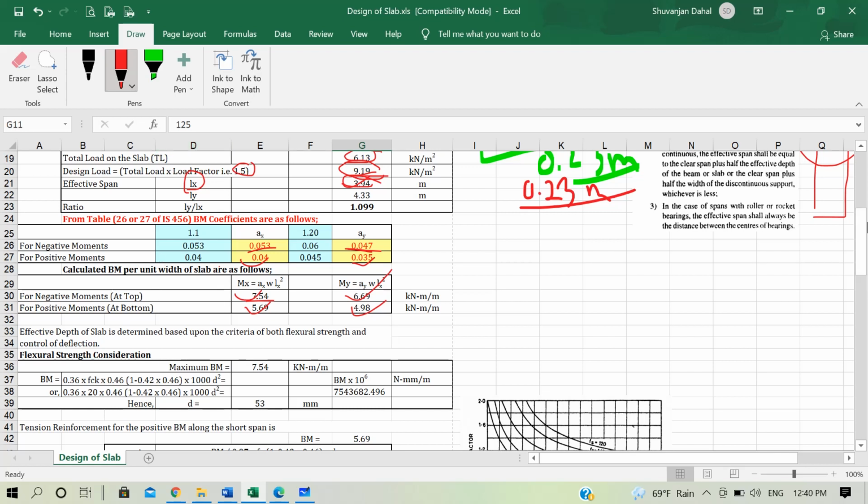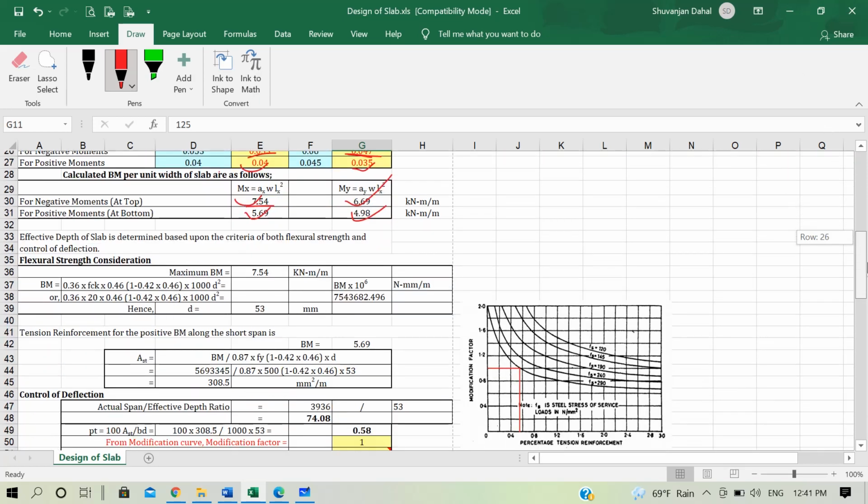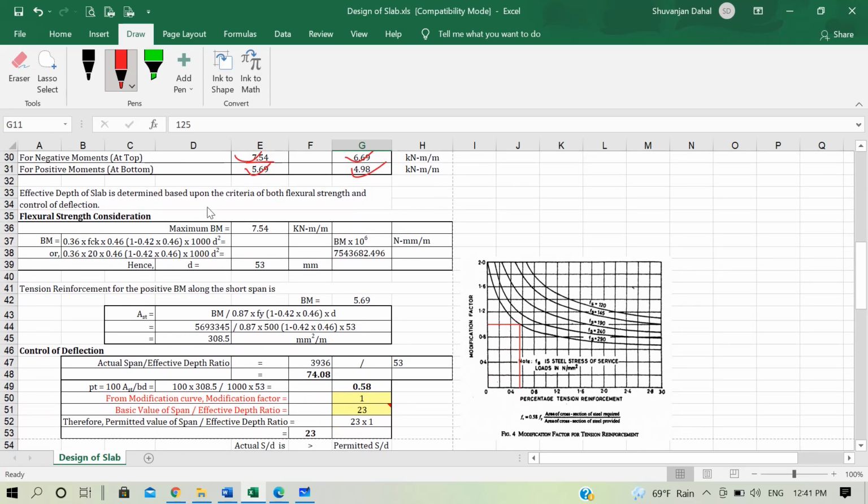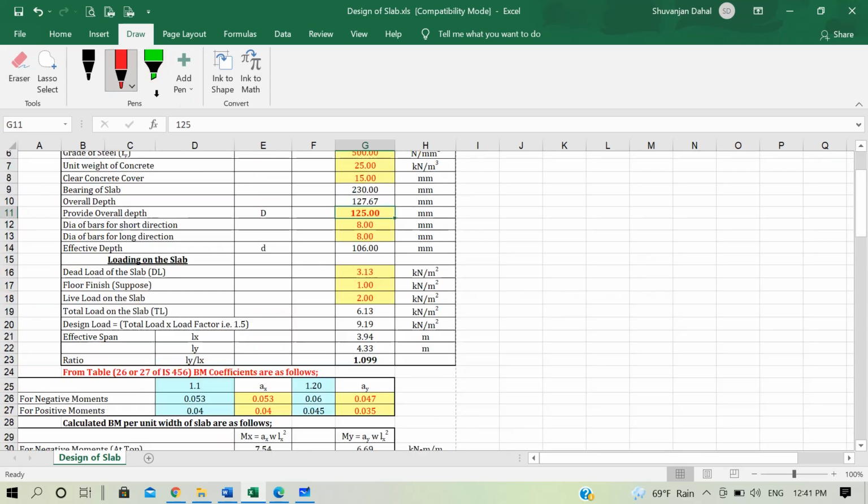Now, the main design criteria for our slab is the depth of the slab or the thickness of our slab. So our effective depth of slab can be determined based on two criteria as we discussed in our preliminary design lecture. One is the criteria of flexural strength or balanced section criteria, and another is the criteria of deflection for the control of deflection. So let's see here, we calculate four values of bending moments here.